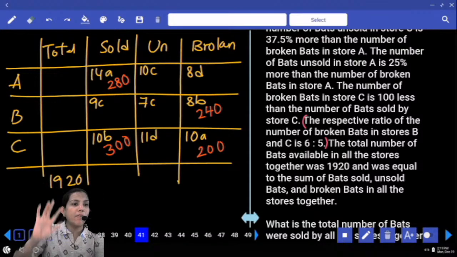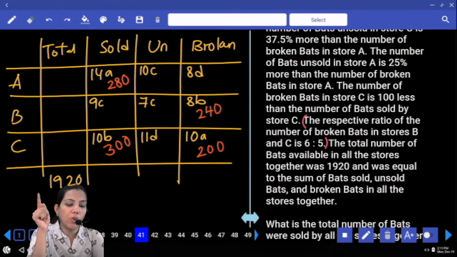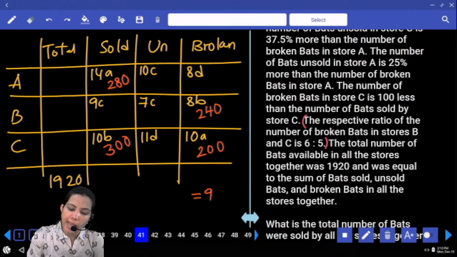But what is the sum of all the 9 blocks' value? 19, 20. 280, 250, 240, 520 plus 500 means 1020, completed. Remaining 4 blocks already completed. Remaining 5 blocks sum is equal to definitely 900. Remaining 5 blocks, that is equal to 900.